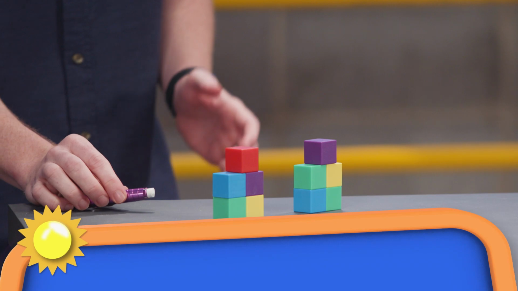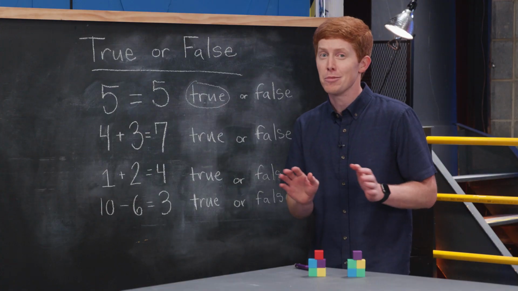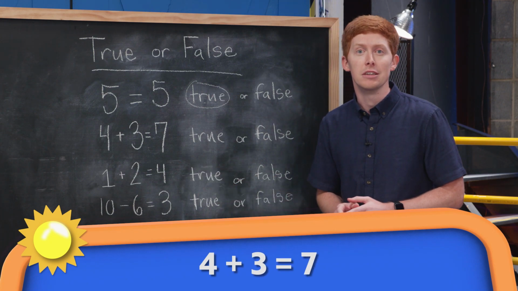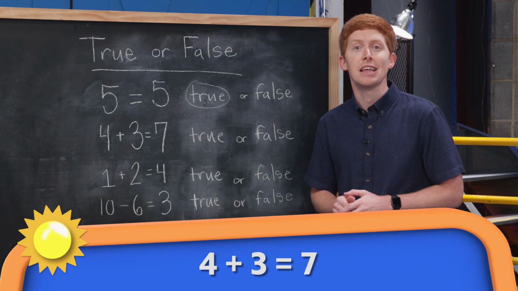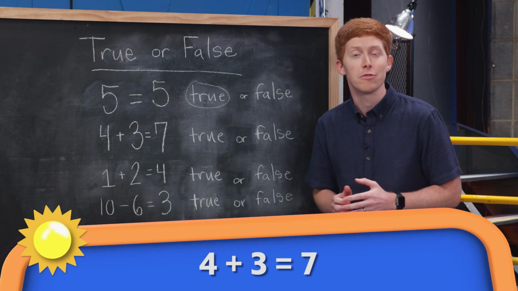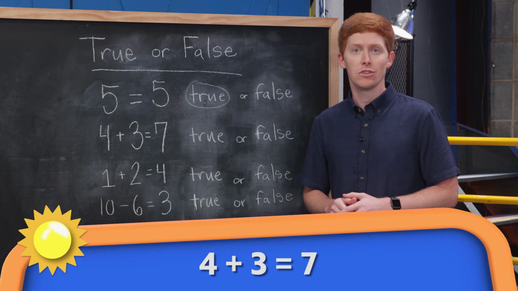All right, now let's look at our second statement. Now it may get a little harder here. So 4 plus 3 equals 7. And in this equation, we see that on the left side, 4 plus 3, we've got to do some work here to figure this out. Is that equal to 7?